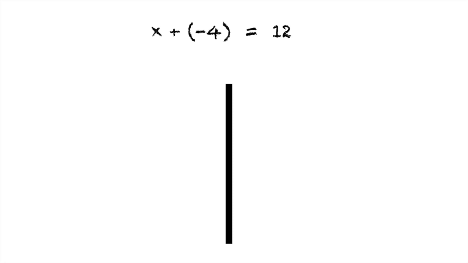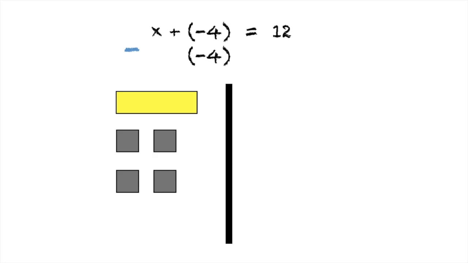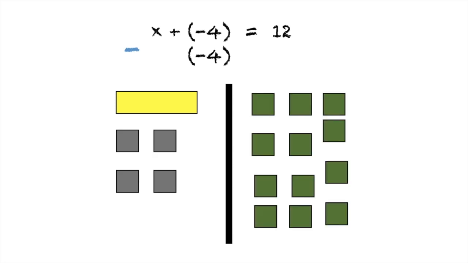Let's try another method. We have again x plus negative 4 is equal to 12. So this time we are going to subtract the negative 4 from this side here. So here again, we have 12 positive tiles. So we would have to take away negative 4 from this side. In order for us to isolate the x piece here, we would have to take away our negative tiles. But remember, whatever is done on the left side should also be done on our right.